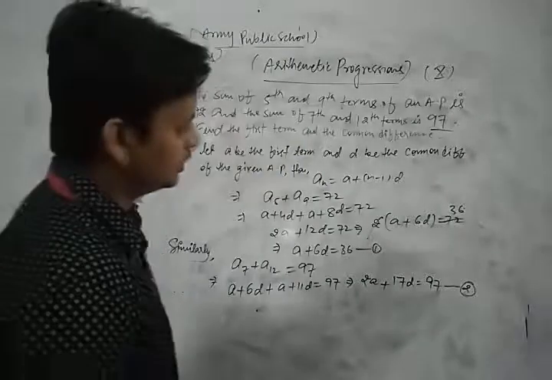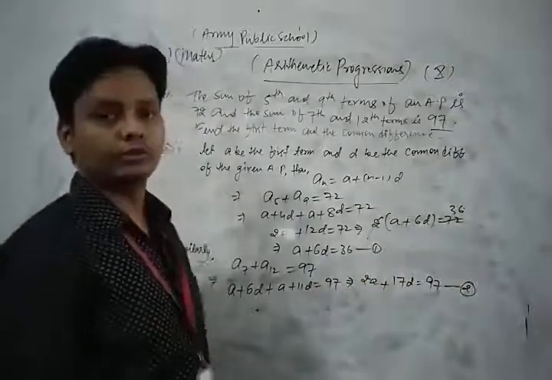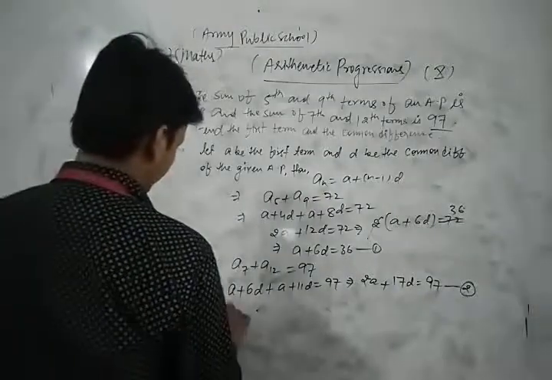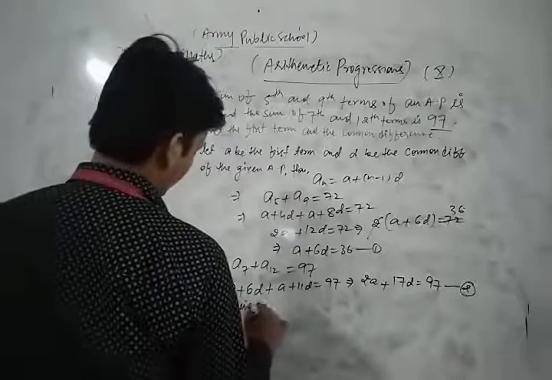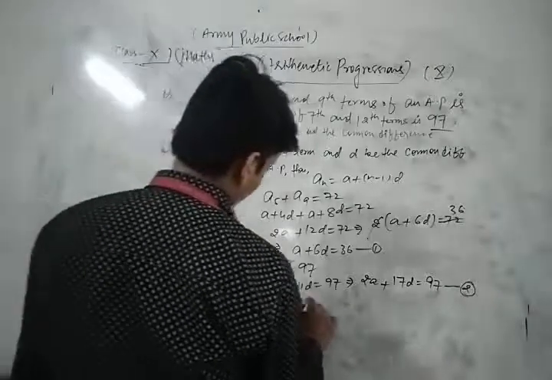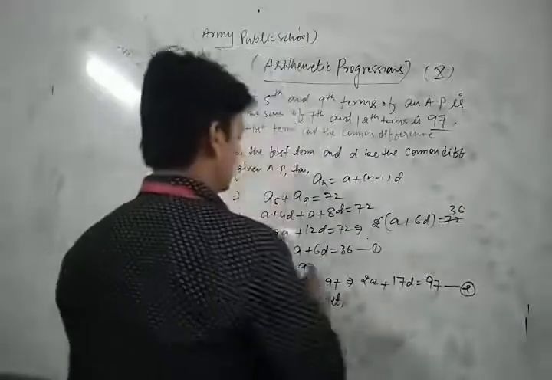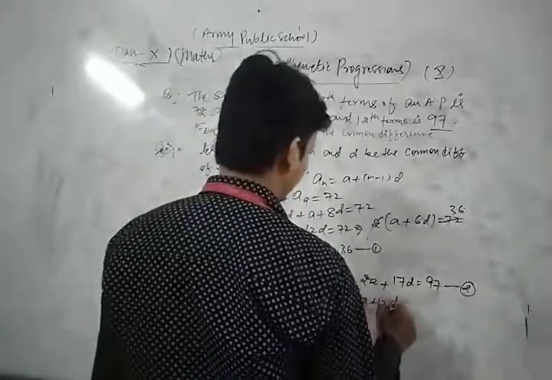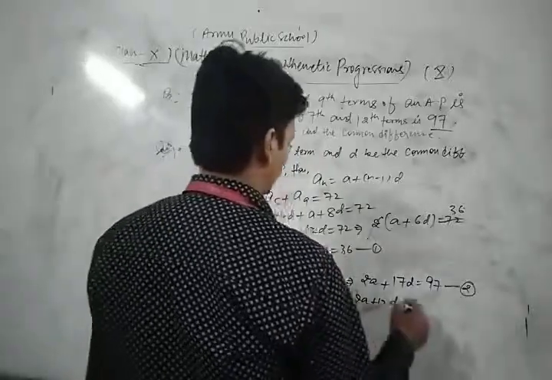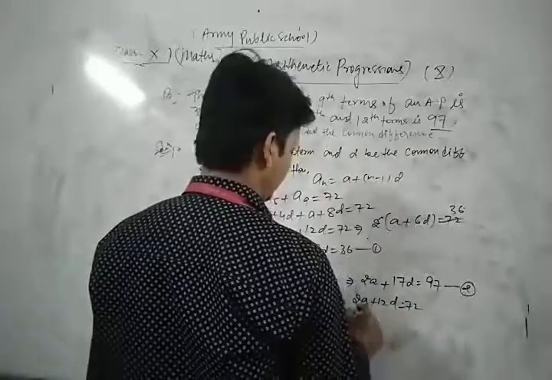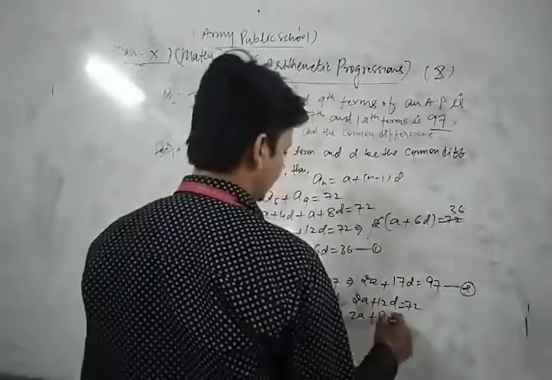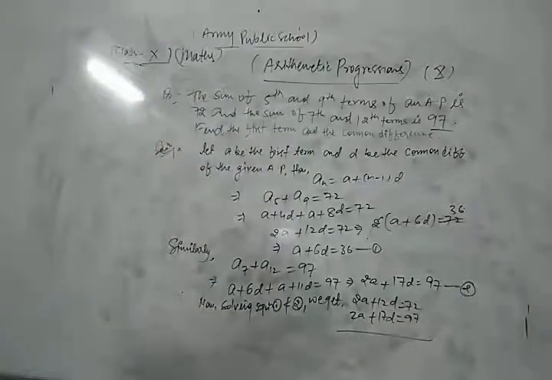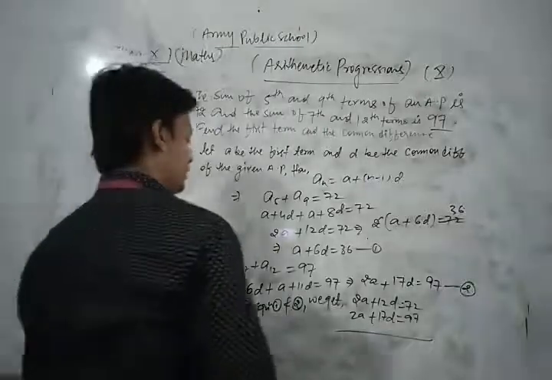Now we just solve equations 1 and 2 and find the values of A and D. Solving equations 1 and 2, we write equation 1 as 2A plus 12D is equal to 72, we don't take the common 2, and equation 2 as 2A plus 17D is equal to 97. Now we subtract them.